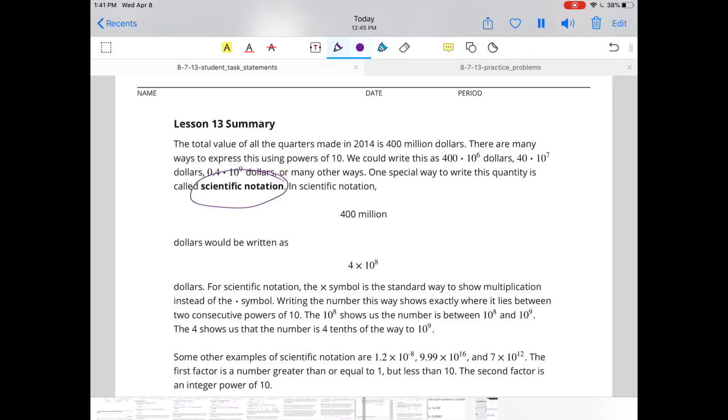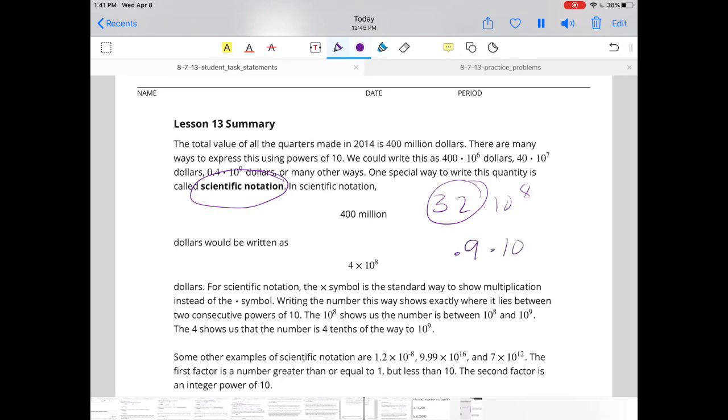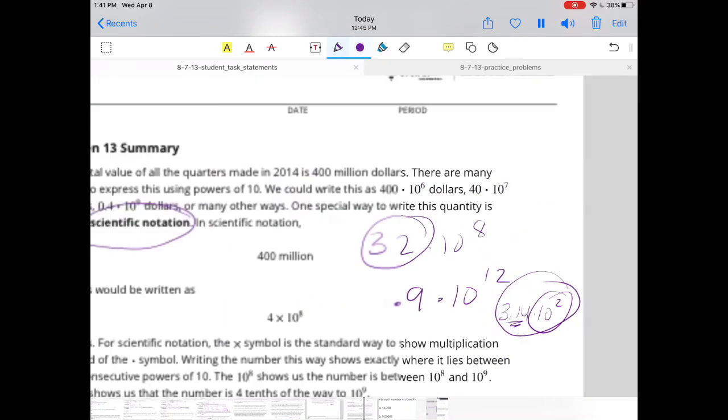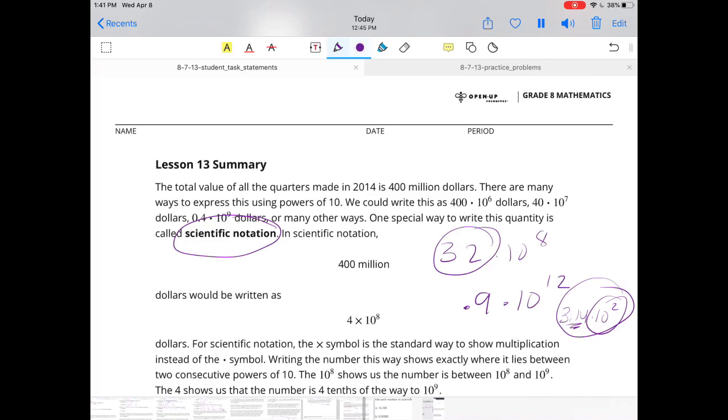And just to give you a heads up, this number is not in scientific notation because 32 is not between 1 and 10. 0.9 times 10 to the 12th is not in scientific notation because 0.9 is not between 1 and 10. .14 times 10 squared is in scientific notation because not only is this number here between 1 and 10, but it's also being multiplied by a power of 10, okay?